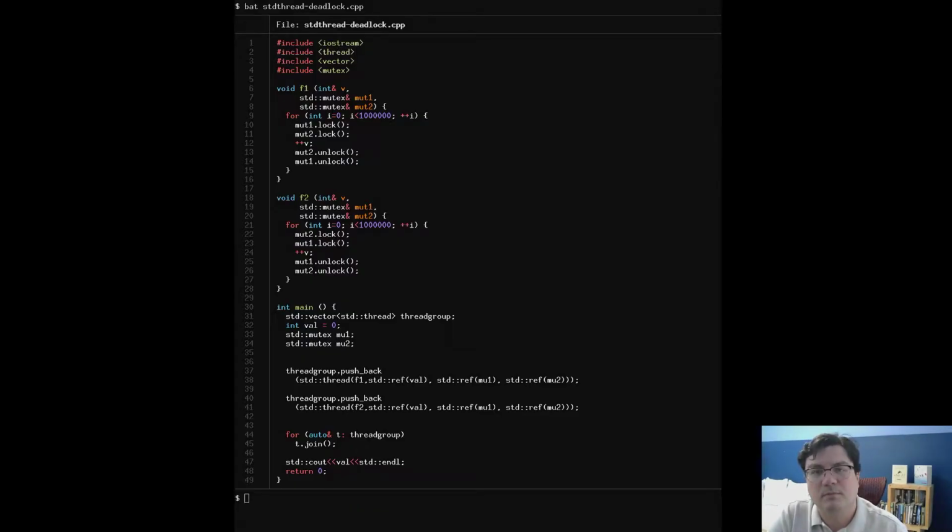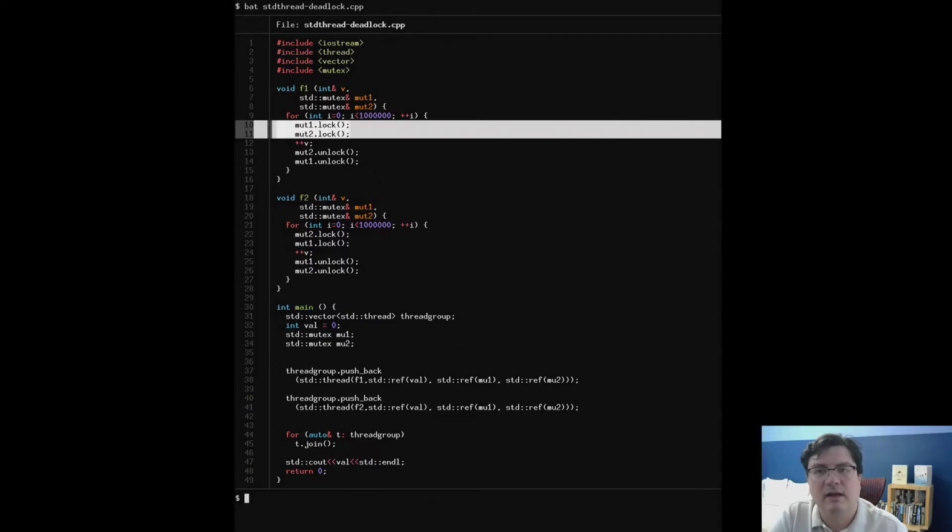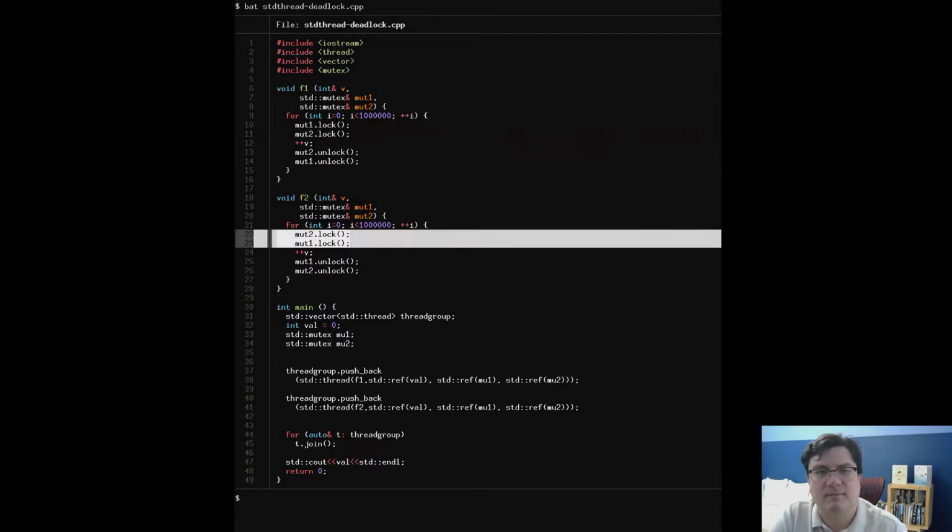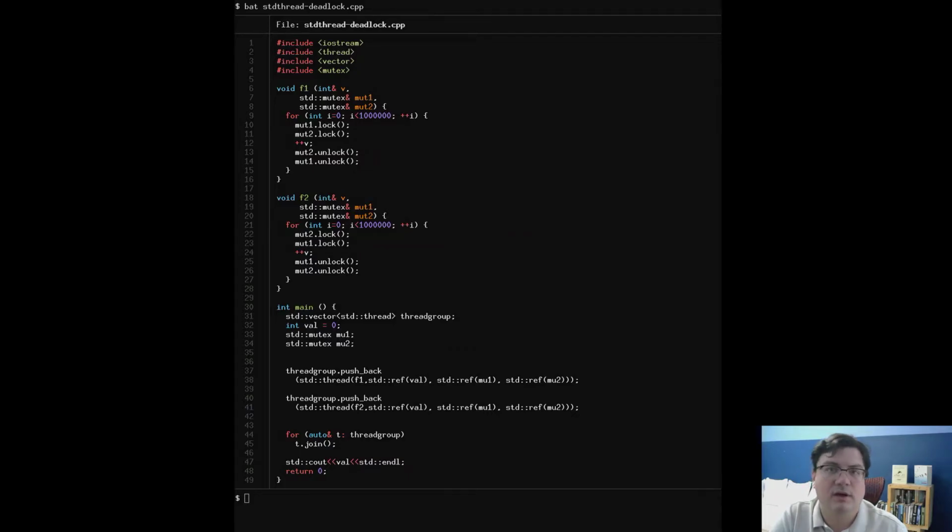Consider this code. The two functions f1 and f2 are incrementing a variable as seen previously. But here, each function uses two mutexes. Note that each function takes the mutexes in different orders, so it is possible that the thread that executes f1 takes mut1, while the thread that executes f2 takes mut2. Then we are in a situation where each thread attempts to lock the mutex held by the other thread, so both enter a waiting state, and neither will ever wake up.